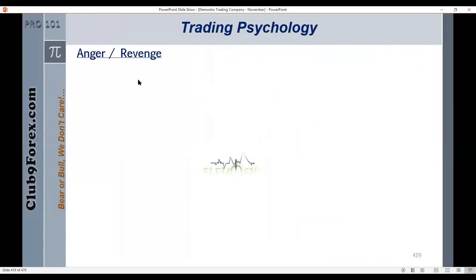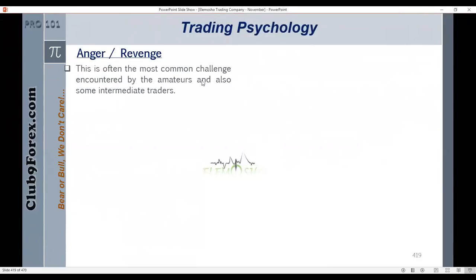Now, the third one is anger, and this is the worst of them all. This scenario is what usually causes a whole lot of people to crash their account in one single day. They find themselves in a loss position at a time, and they feel that they can quickly get their money back. And before they know it, they just keep on adding salt to injury, lighting themselves up with petrol and setting themselves on fire. So this is often the most common challenge encountered by the amateurs and also some intermediate traders, and it happens quite a lot of time.